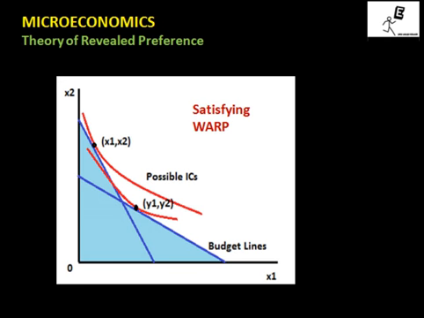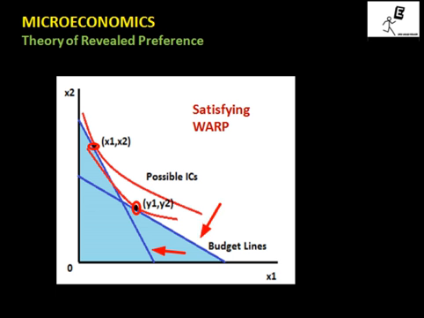Now let's look into another diagram. So in this diagram WARP is satisfied. Why? Now these are the two bundles x1 comma x2 and y1 comma y2. We can clearly see that this is the budget line on which x1 comma x2 lies, and y1 comma y2 lies outside this budget line.